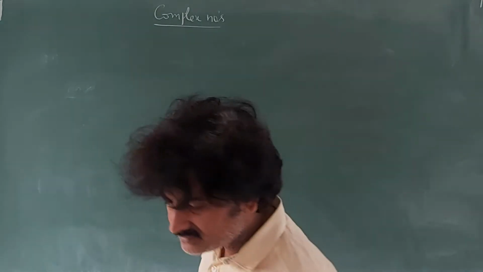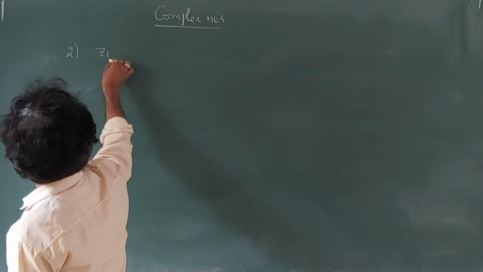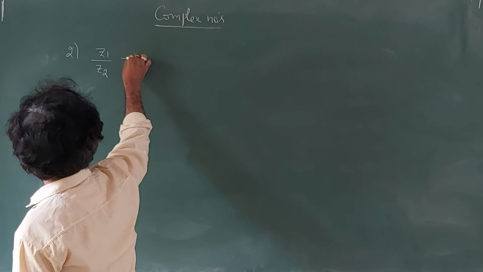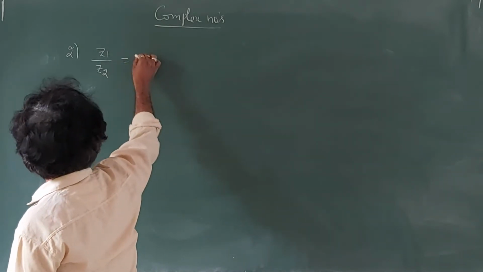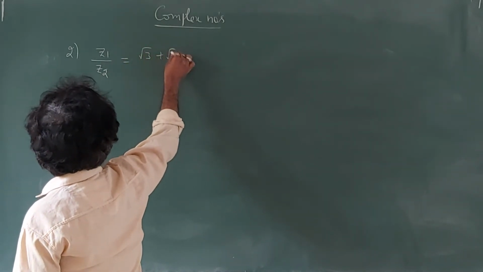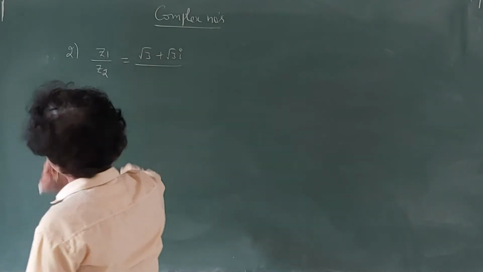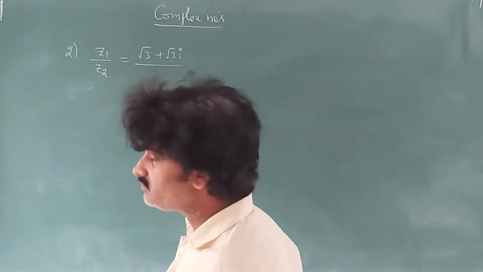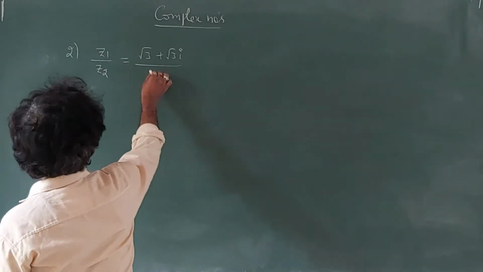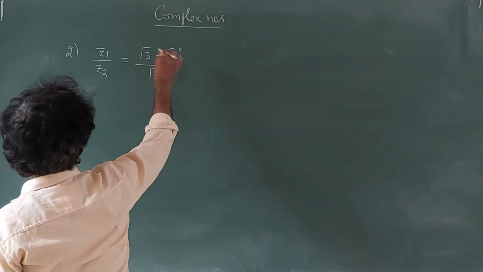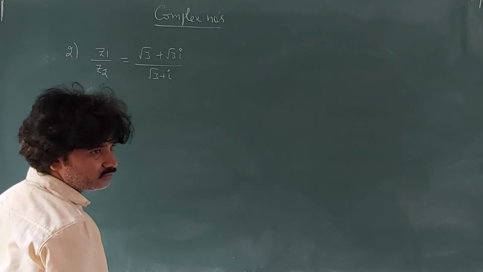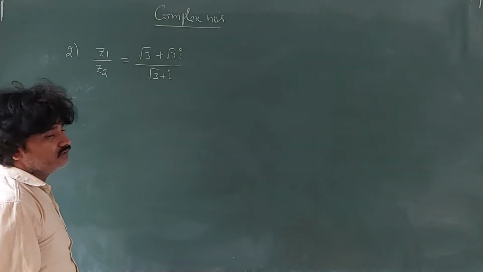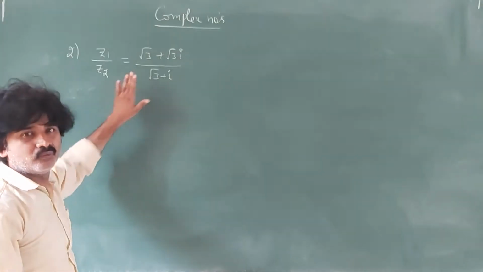Okay. First let us simplify. Later let us think about the quadrants. They are asking what is z1 by z2. What is the z1 value they give? Root 3 plus root 3i, whole divided by the denominator root 3 plus i. So this is the complex number z1 by z2. The question is, in which quadrant does this complex number lie?